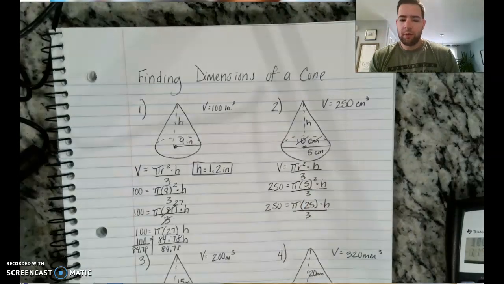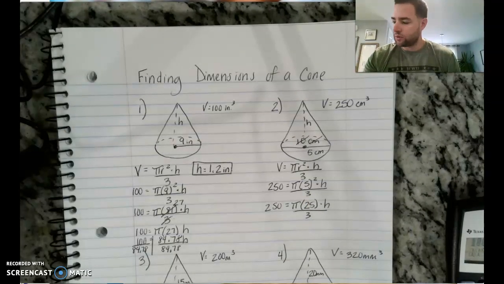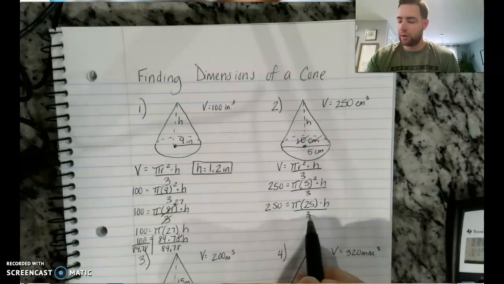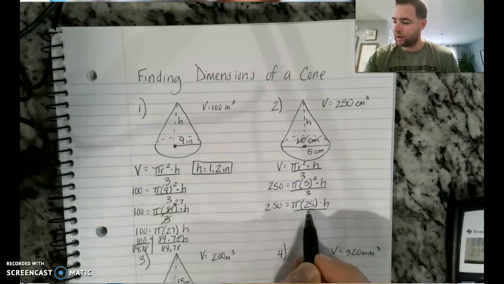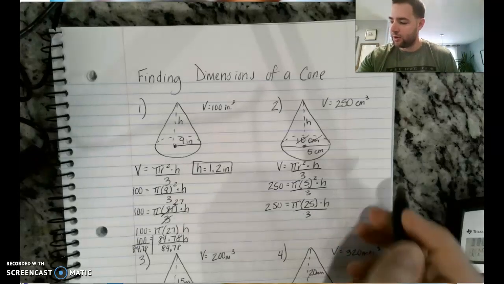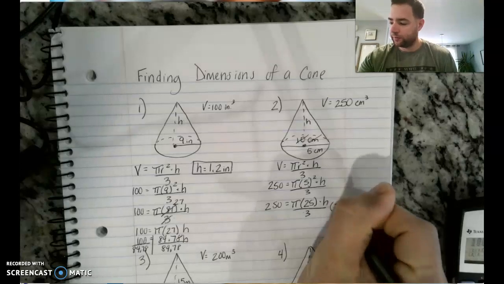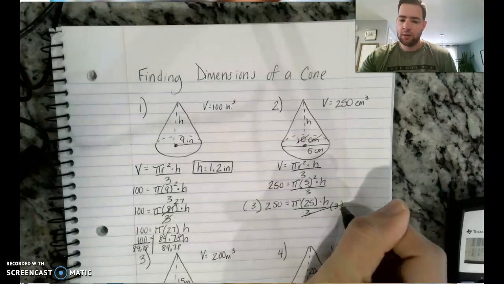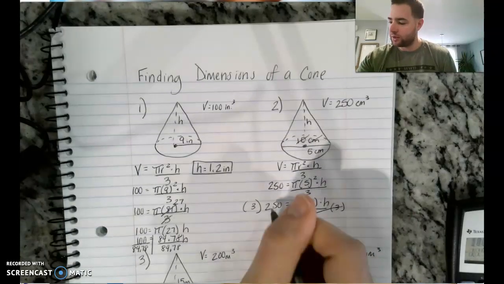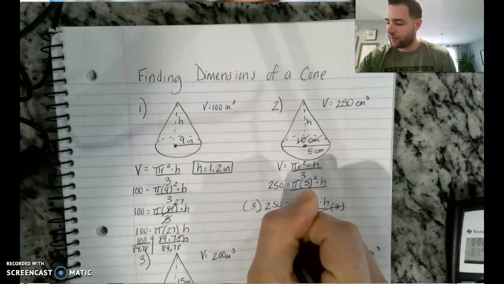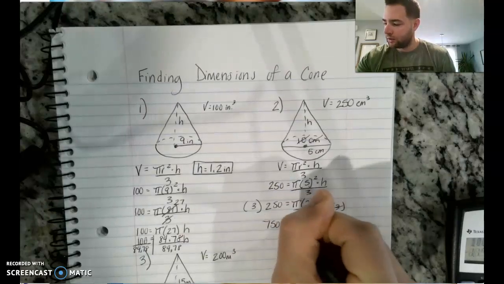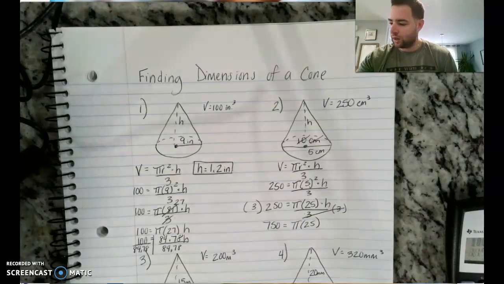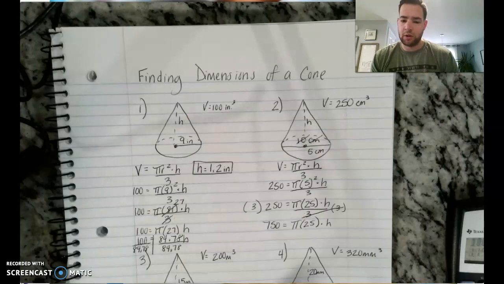Now, unlike the first problem where we were able to simplify our radius when we squared it, I cannot divide 25 by 3 to get an even number. So to get rid of this 3 on this side, we're going to multiply both sides by 3. I'm going to show what cancels on the right hand side. And then 250 times 3 is going to give us 750 equals pi times 25 times our height, which is what we're looking for, our missing dimension.